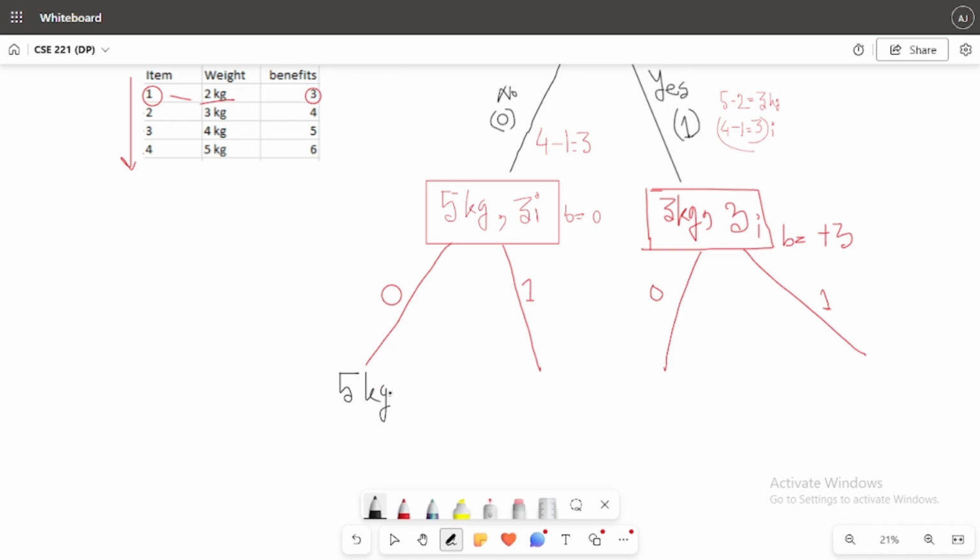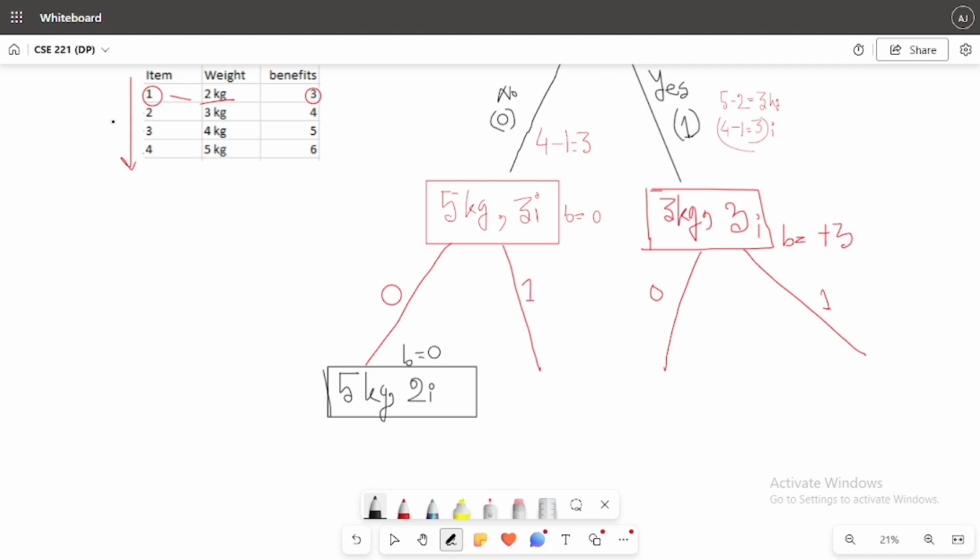It is simple, right? And there is still a chance there is 1 item left, so 3 minus 1, it will be 2i, because we are not picking any items. And what is our benefits here? It is 0. Simple, right?